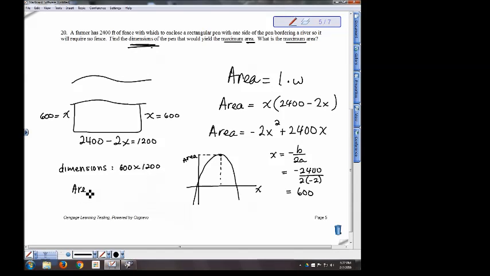Well, if we have those dimensions, the area is going to be 600 multiplied by 1,200, which is 720,000 square feet. 720,000 square feet.